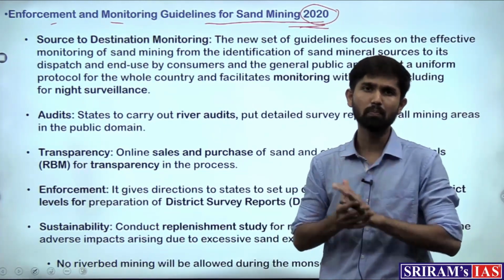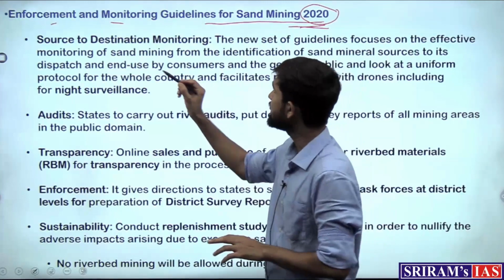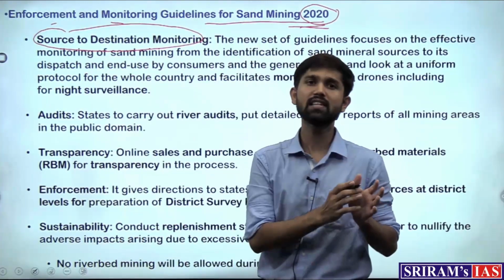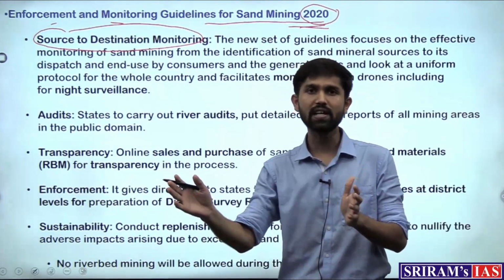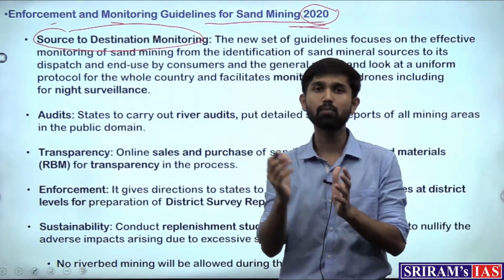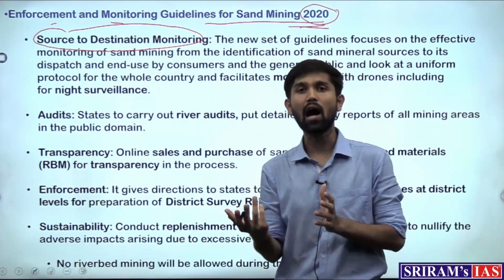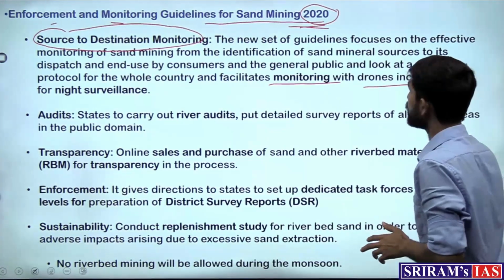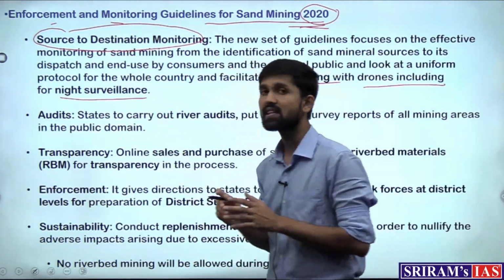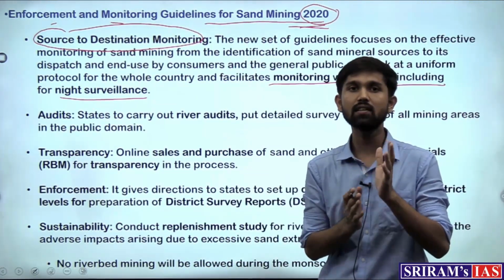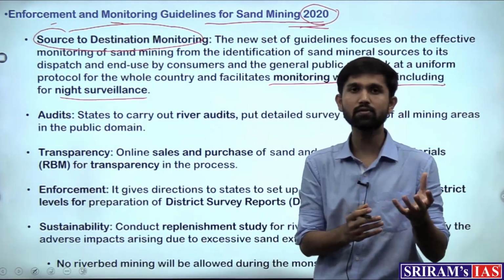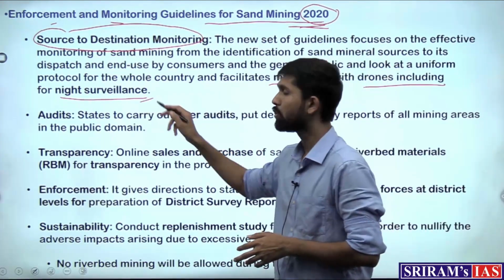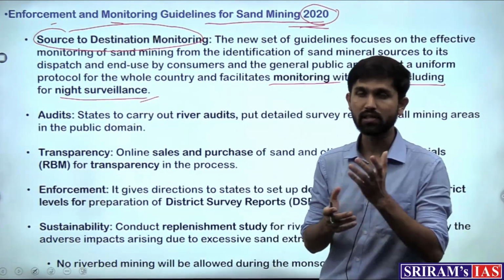So what are the major provisions of these guidelines? They basically provide source to destination monitoring. Whatever sand is taken from the source and to which destination it goes, the guidelines provide a mechanism for tracking that. And how can it be tracked? Drones can be used for monitoring, including for night surveillance. So these guidelines provide for tracking of the sand which goes from the source, that is the river side, to the manufacturing or construction site via drones. That's a good step.